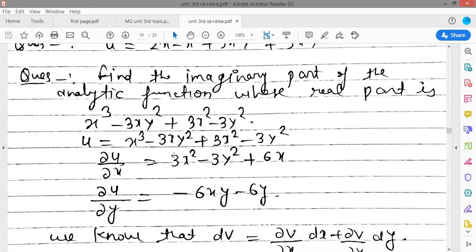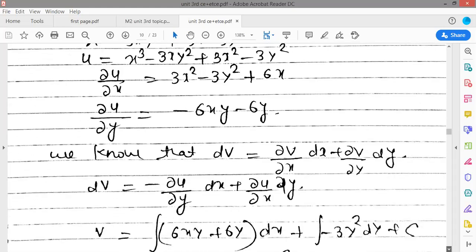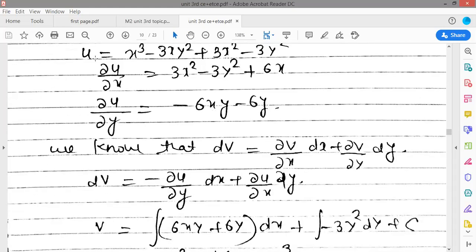If u is given, then just find del u by del x and del u by del y, because the partial derivatives are del u by del x, del u by del y, del v by del x, and del v by del y, and we have only u here. So u is differentiated partially with respect to x. The derivative of x cube is 3x square, minus 3y square, as x differentiation is 1, so 3x square differentiates to 6x, and minus 3y square differentiates to 0, because there is no x here. So y will always be treated like a constant, and the derivative of a constant is 0.